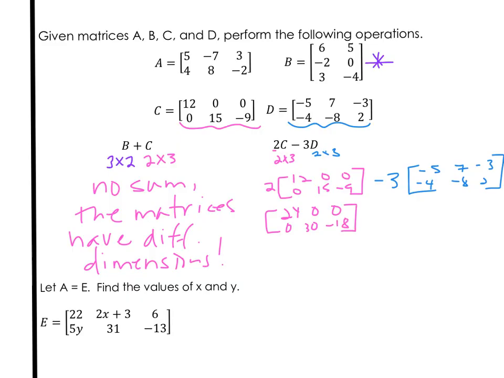Now to multiply matrix D by negative 3, I'm actually going to leave the negative out of it, and I'm just going to triple everything in that matrix. So I'm just going to take the 3 itself. 3 times negative 5 is negative 15. 3 times 7, 21. 3 times negative 3, negative 9. And then in row 2, 3 times negative 4, negative 12. 3 times negative 8, negative 24. Ooh, lots of negatives in this one. And last but not least, 3 times 2 is 6.